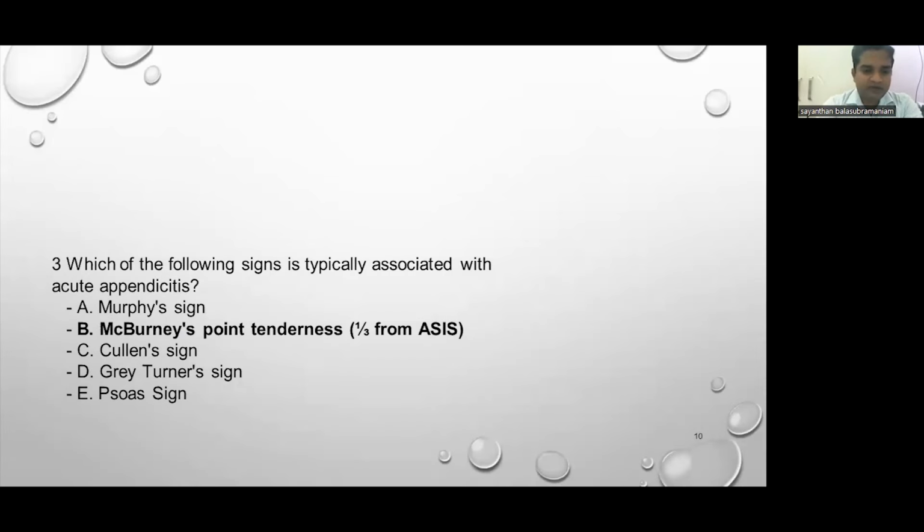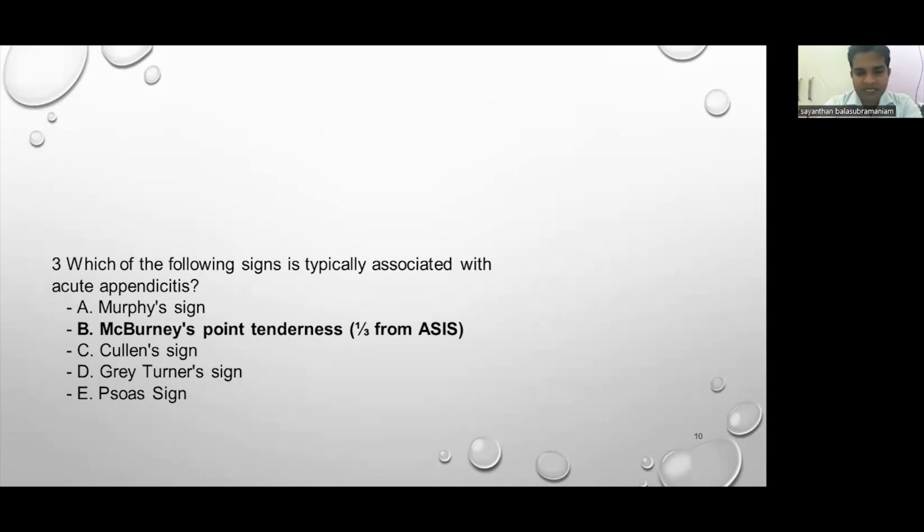We know the anatomy of the appendix location. Commonly it is located at McBurney's point. So you see what is the typical pain associated with appendicitis. The signs and symptoms are different, but McBurney's point tenderness is the commonest thing we need to find with appendicitis. So your answer may be McBurney's point tenderness.